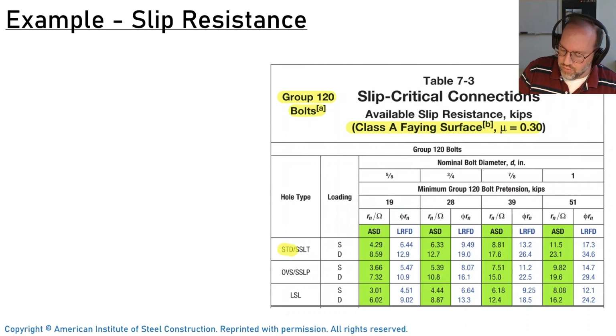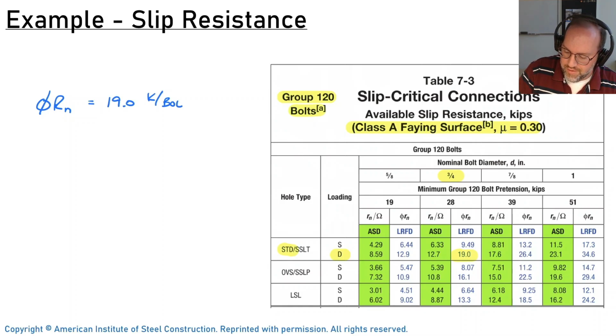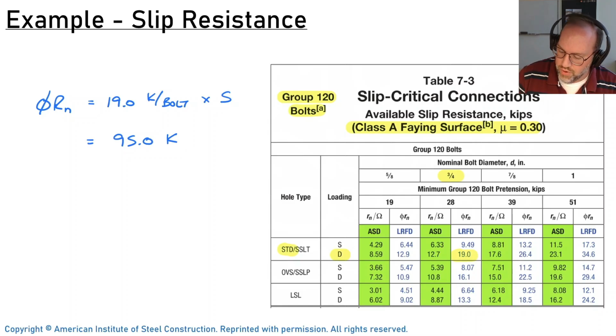We have standard holes. It's in double shear. We have 3/4 inch bolts. Therefore, it's 19 kips per bolt. And that's pretty much it. So our capacity phi Rn is 19.0 kips per bolt. And we have 5 bolts. And so therefore, this is 95 kips, which is clearly not good if we have a demand of 200 kips.